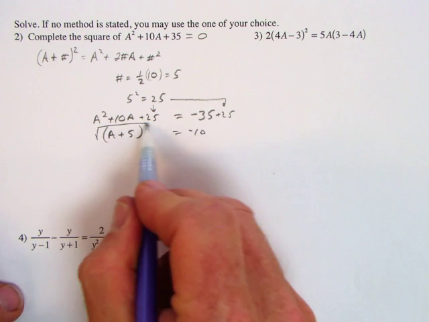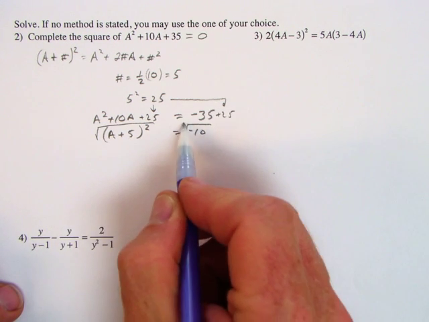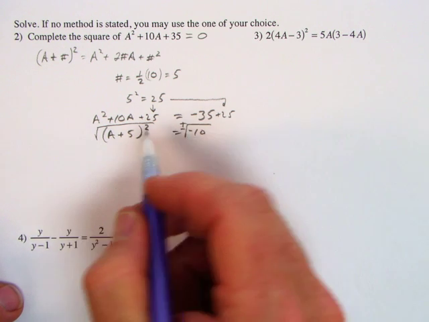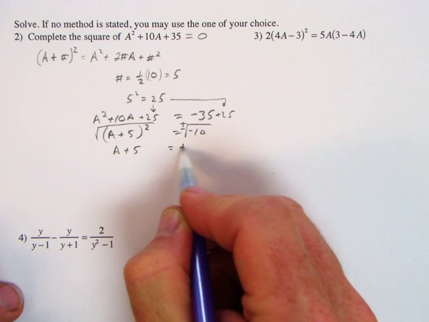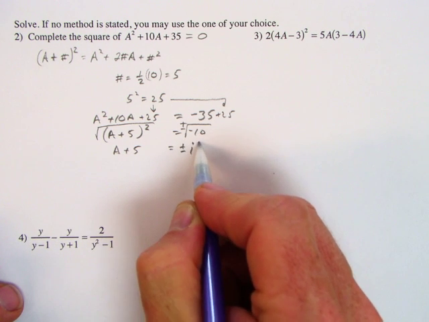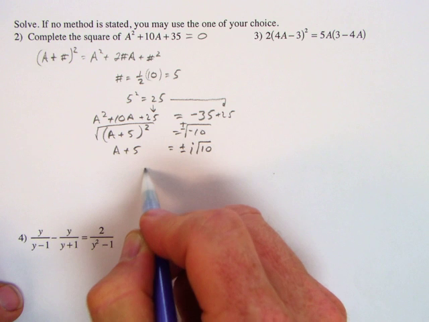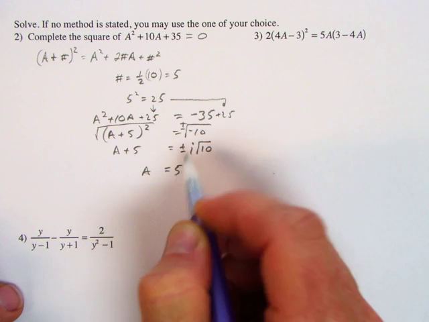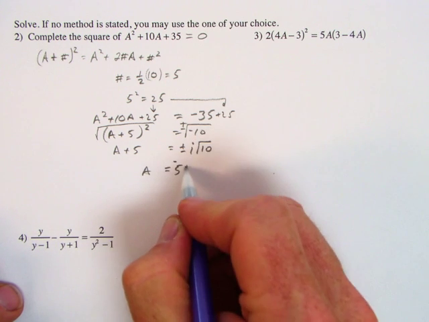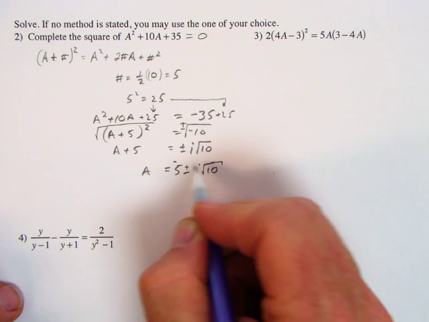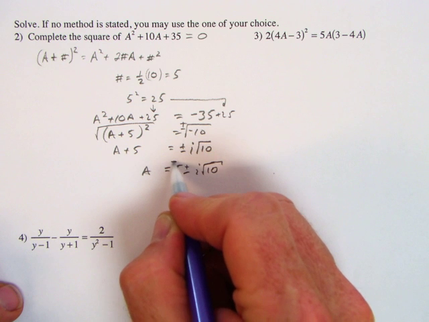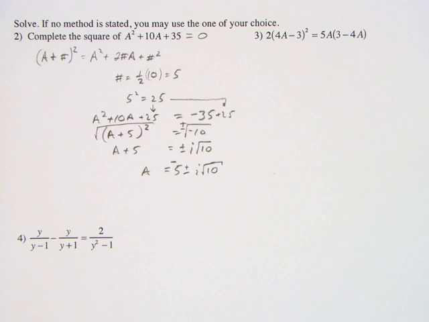Take the square root of both sides. Remember, when you're taking your square root, always have your plus or minus. So we have a plus 5 equals plus or minus i root 10, or a equals negative 5 plus or minus i root 10, and we're done. Make sure the square root extends over the whole 10.